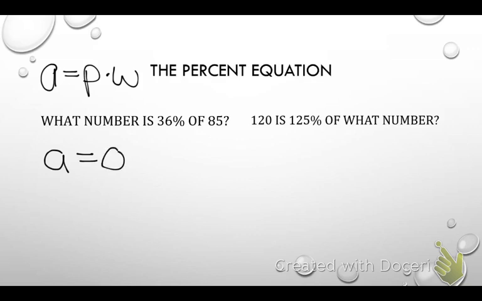Okay. A equals P. Wait, I thought it was 36%. Why did I write 0.36? Because you have to change it to a decimal. I changed it to a decimal times 85.